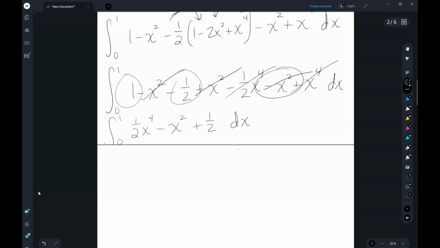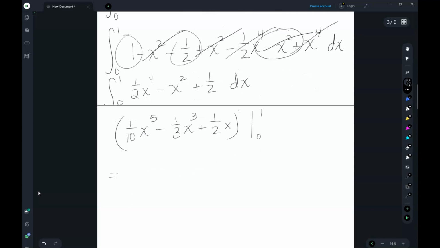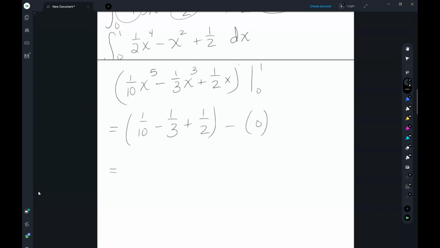And now we're down to just one more integration with respect to x. So we'll do the power rule on each of these. We'll get 1/10 x to the 5th minus 1/3 x cubed plus 1/2 x evaluated from 0 to 1. If we plug in 1, we're just going to get our coefficients, which are 1/10 minus 1/3 plus 1/2. If you plug in 0, you're just going to get 0 minus 0 plus 0. And we can change all those to 30ths. So 3/30ths minus 10/30ths plus 15/30ths. And we're left with 8/30ths for our volume.